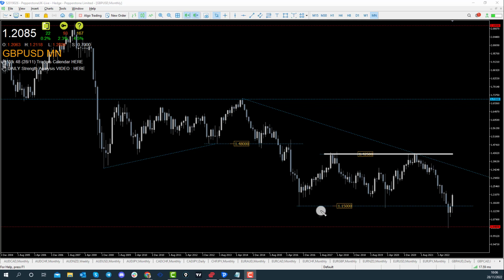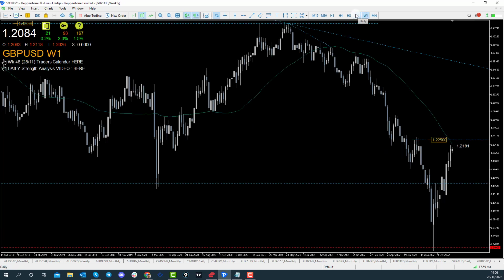Price is technically trading between the 1.4250 handle and the 1.15 handle, so we've got this kind of range going on, and we're at the bottom of the range, so price could start heading towards the top of the range. So that's something to be aware of from a higher time frame perspective.